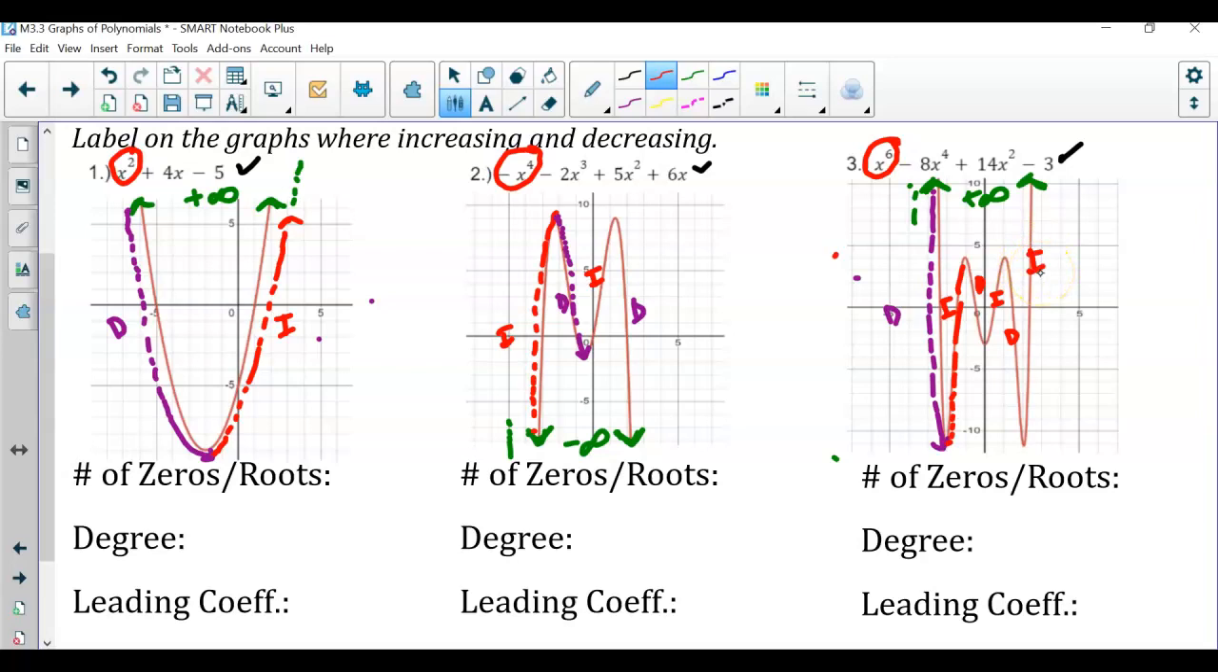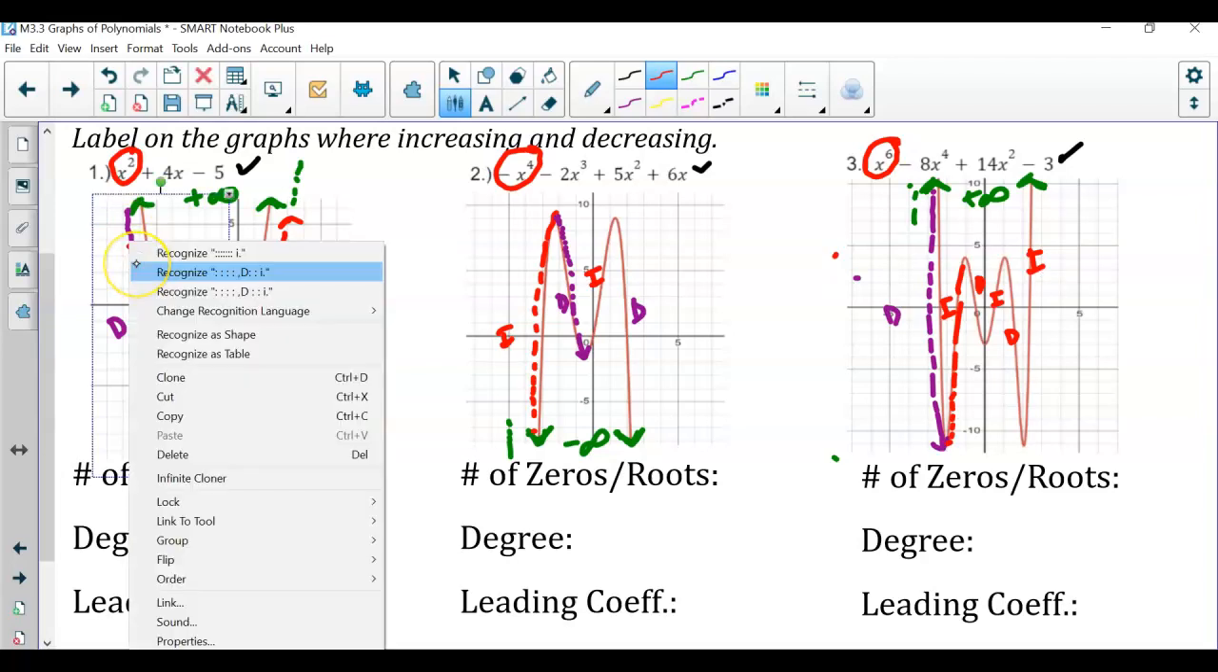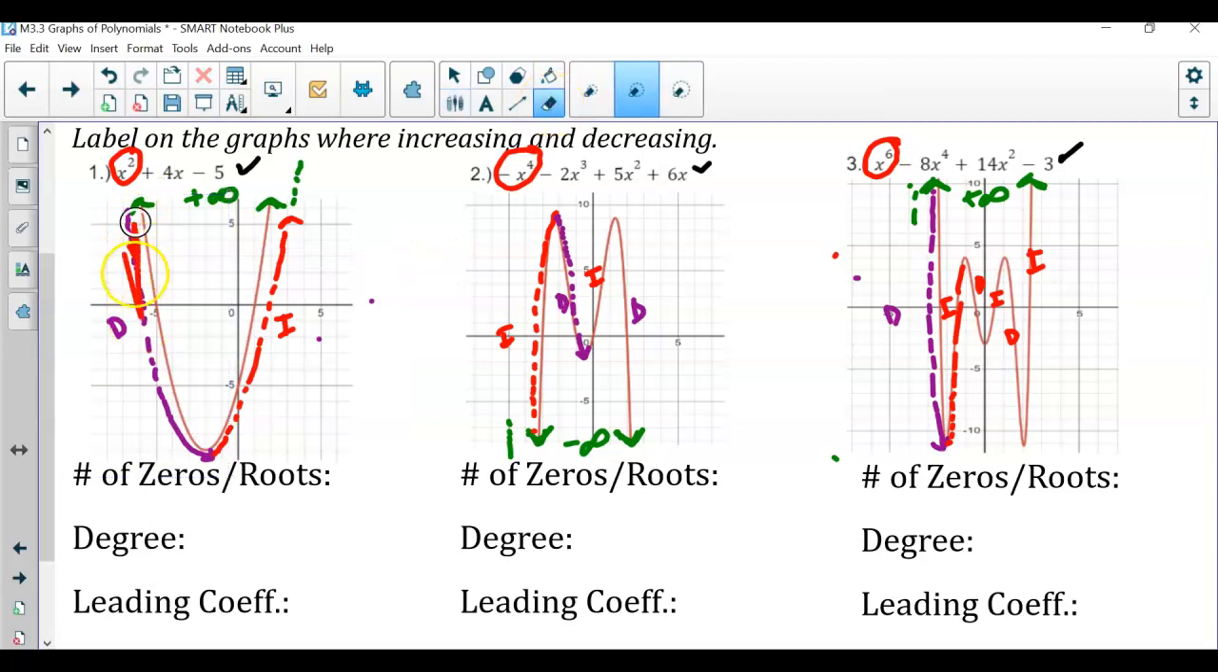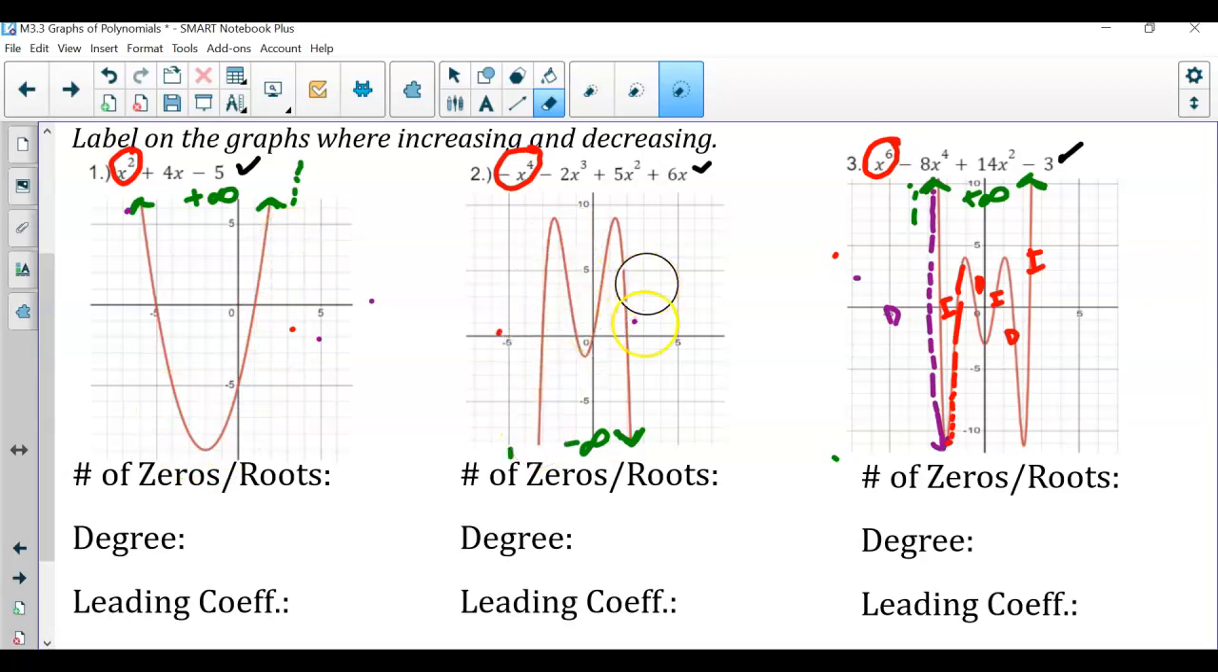If I wanted to take a look at this graph here, we're going to look at the number of zeros it has. Sorry, I'm trying to erase here. There we go. Sorry about that, guys. I'm just going to erase this so I can identify the characteristics of our graph.